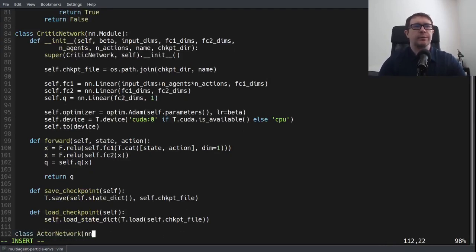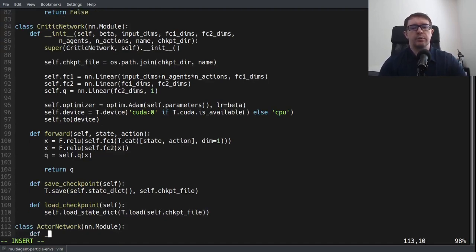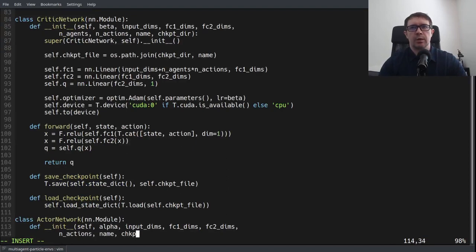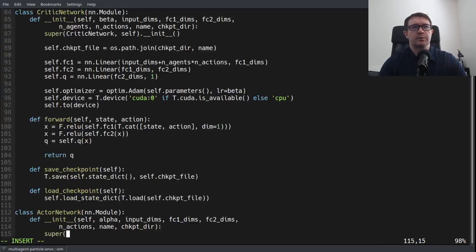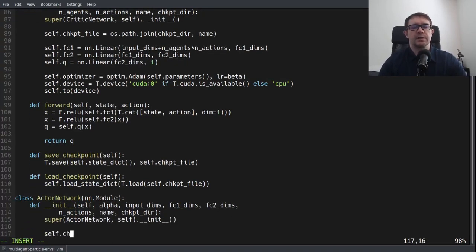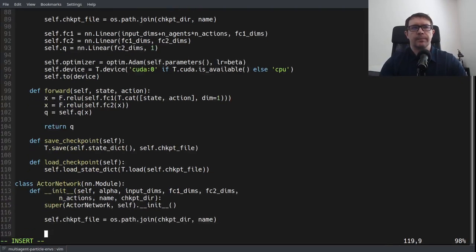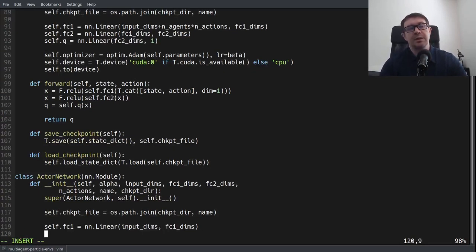So now we do our actor network. Likewise, that derives from nn.Module. New learning rate alpha, input dims, FC1 dims, FC2 dims, number of actions, a name, and a checkpoint directory. Call our super constructor. And then we say self.checkpoint file os.path.join checkpoint directory and name. And then we can go ahead and define our layers. This one is more straightforward, input dims and FC1 dims. We're just going to be taking each agent's individual portion of the observation vector and passing it in. So either 8, 10, or 10, not the full 28 dimensions.